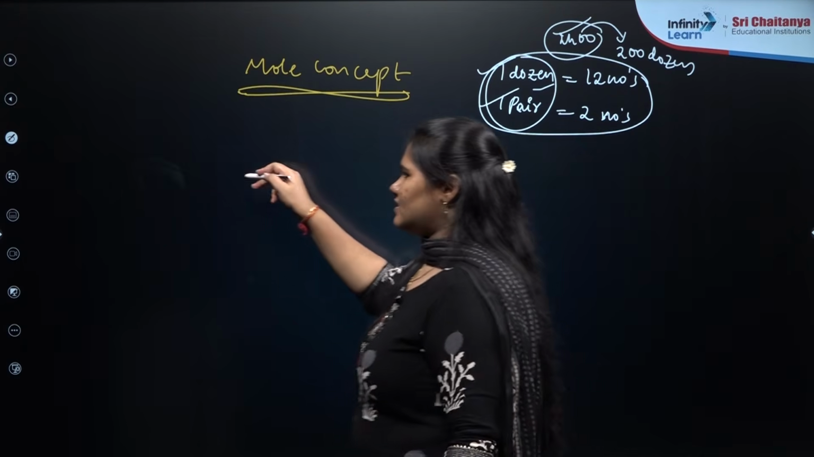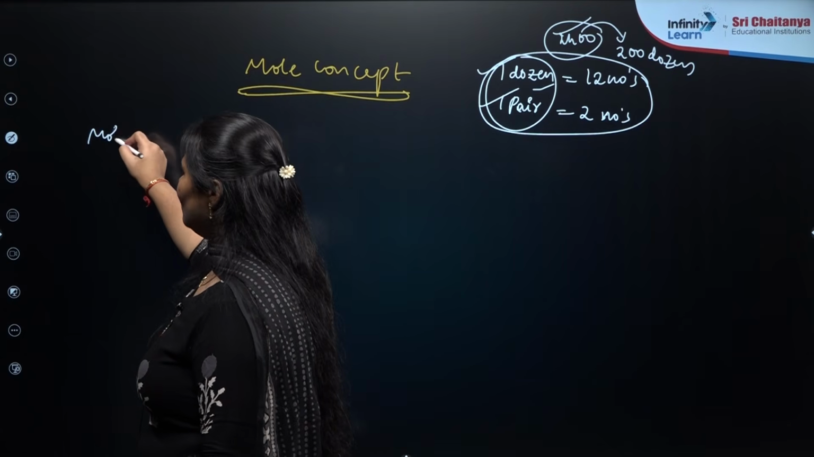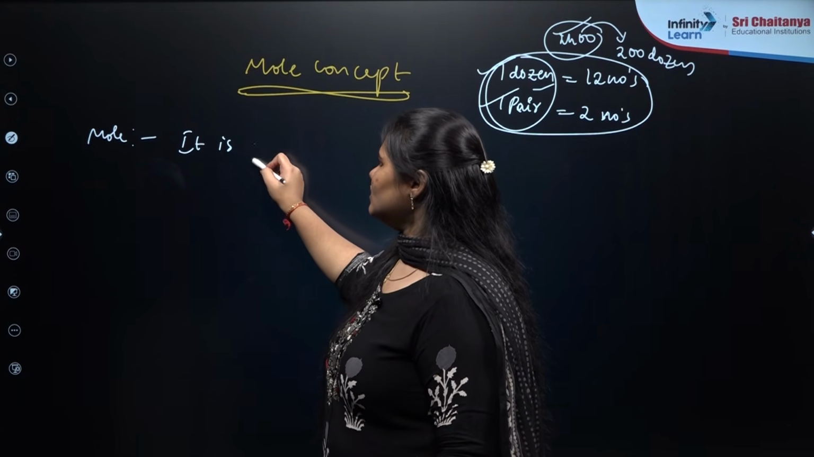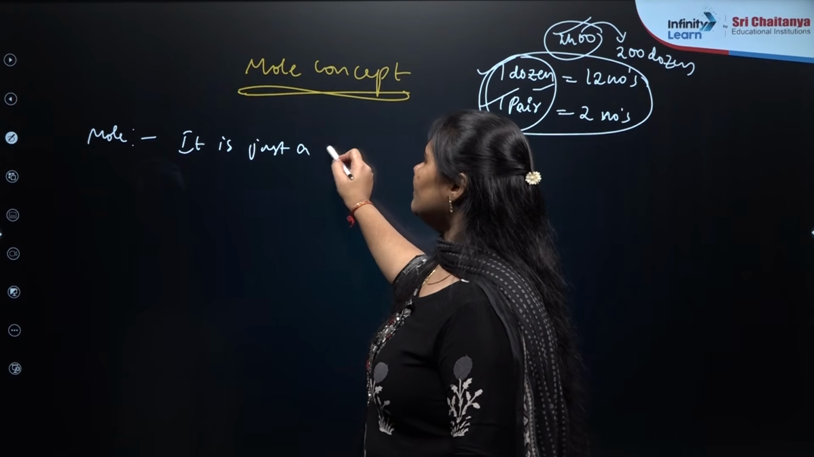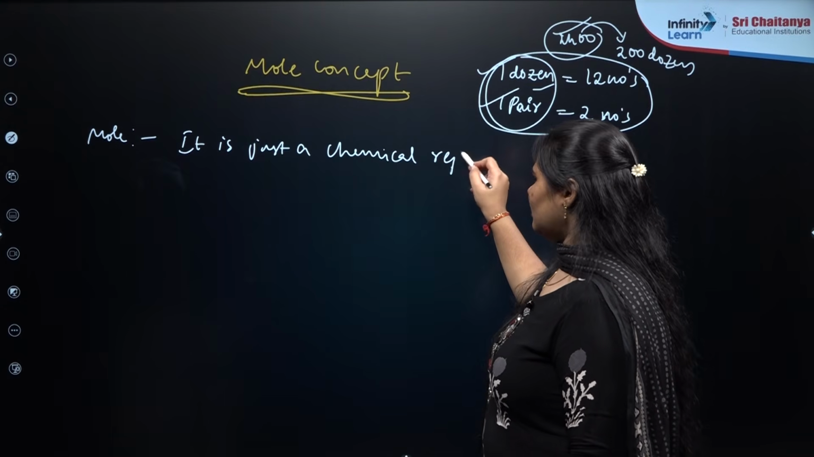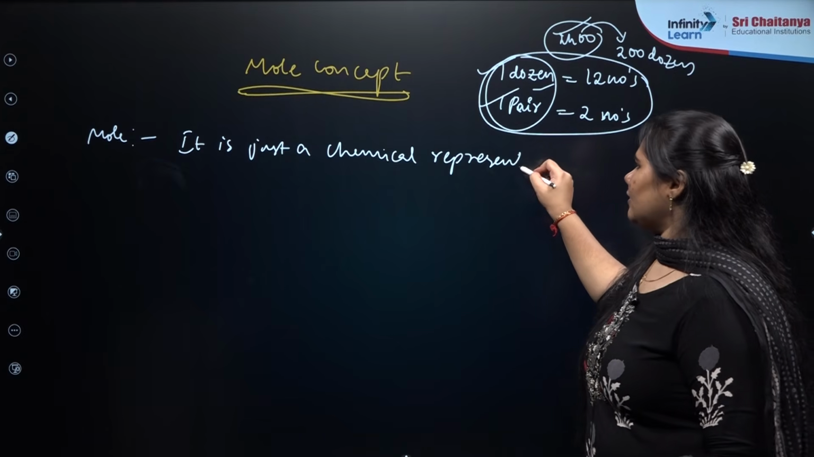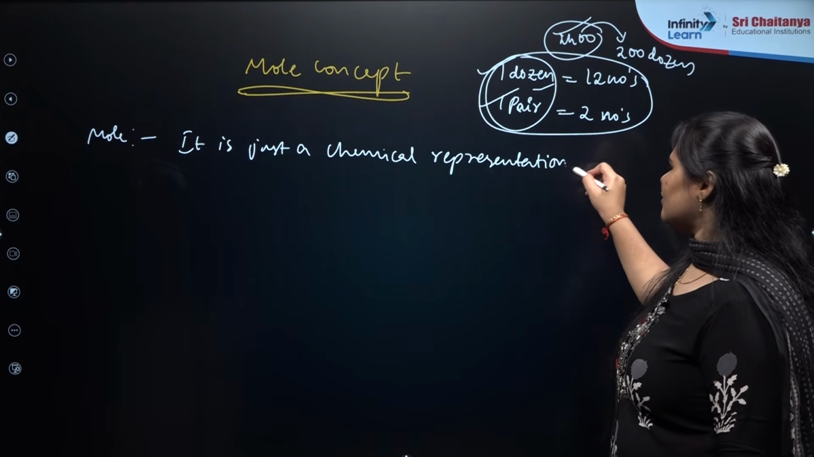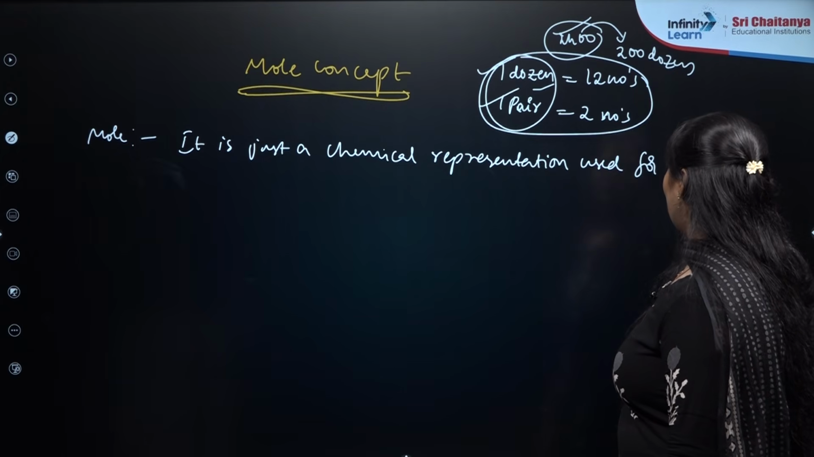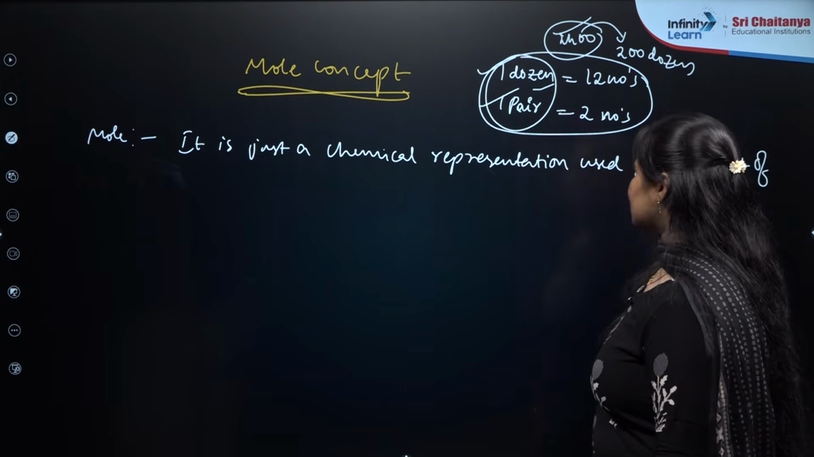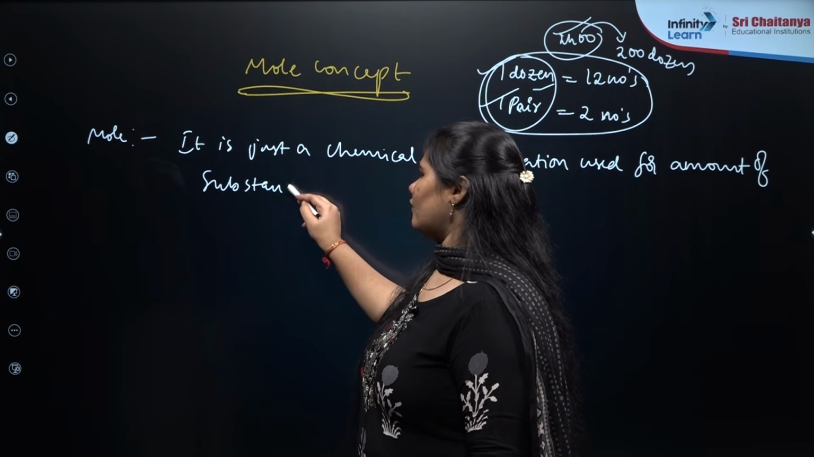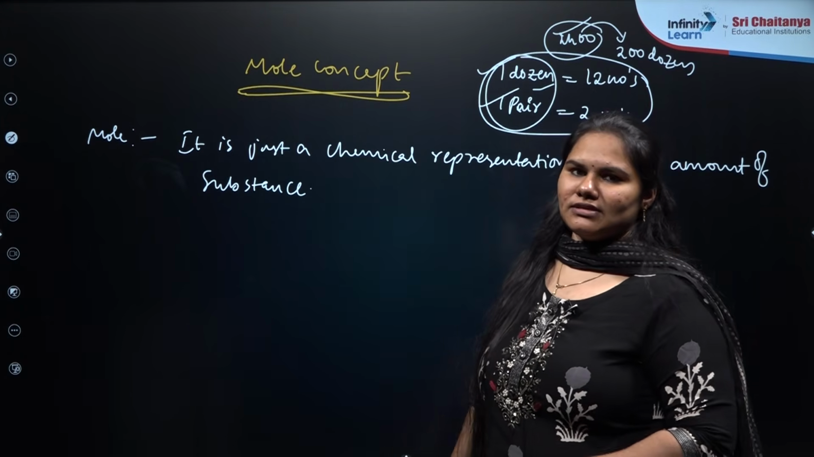Similarly, in chemistry, we have this mole. This mole is nothing but just a chemical representation. What is mole? It is a chemical representation used for the amount of substance. What is mole? It is a chemical representation used for the amount of substance.